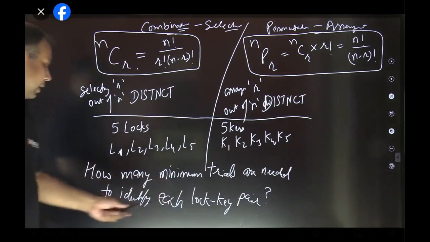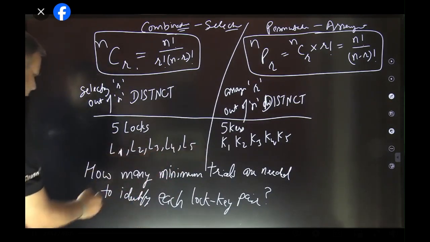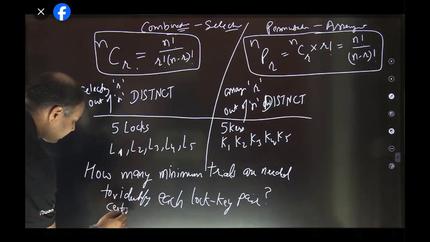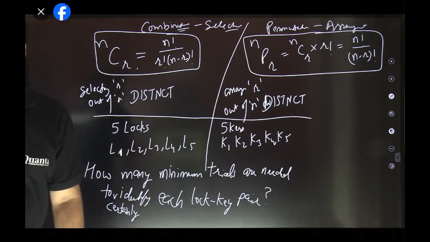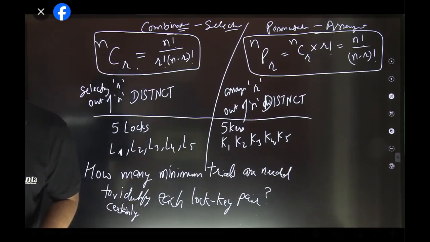How many minimum trials are needed to identify surely? It is not sure, na? Let me write: to certainly identify. Five is a fluke, and in 5 trials it may be possible, but it is not certain. So we need to be certain. Shilpi says 4, again that's not certain.